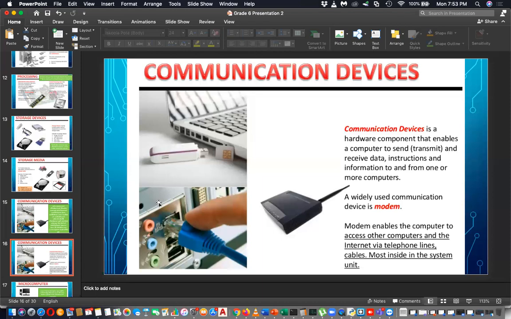So normally if you have a desktop computer, you are connecting to the internet using this kind of device. You are connecting to your router using this kind of cable. This is called an RJ45 network cable. Right? This is a dongle, modem, network cable. And these are the communication devices.